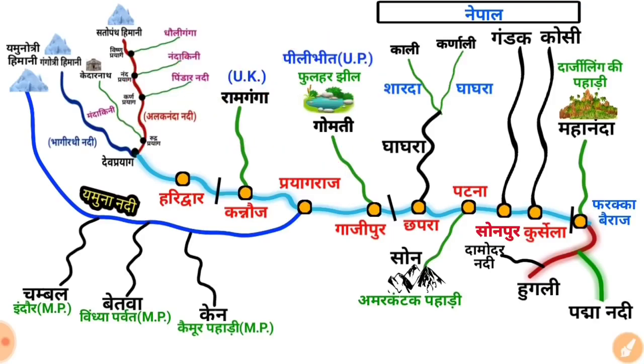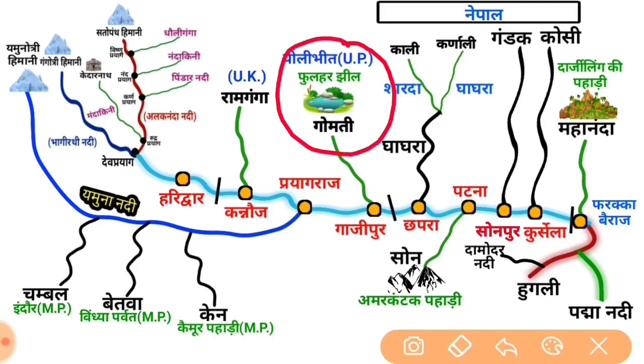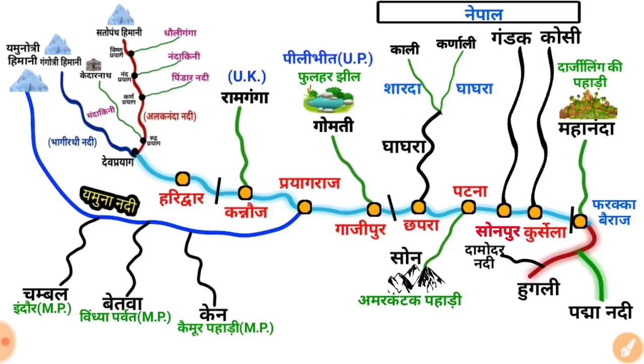So there was a question in the exam: tell me which is such a tributary river which joins Ganga and originates from a plain area. You understand the meaning of plain, right? From a plain area, neither originating from any mountain. A plain means a plain area. Pilibhit, which is in UP, Folar Lake, from there Gomti River originates. And this gives rise to another question that the capital of Uttar Pradesh, Lucknow, is also on the banks of Gomti River.